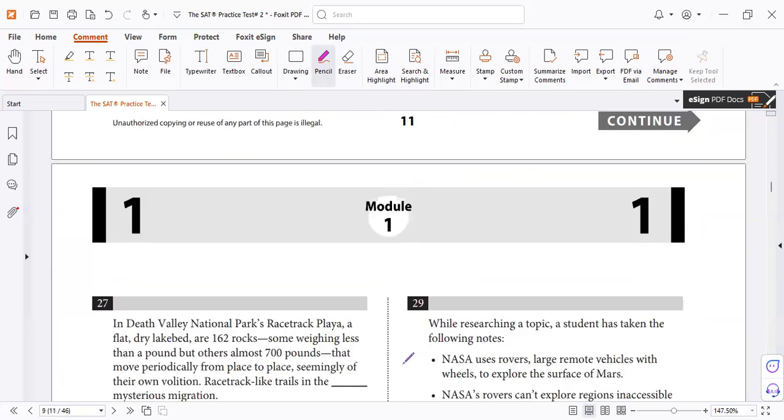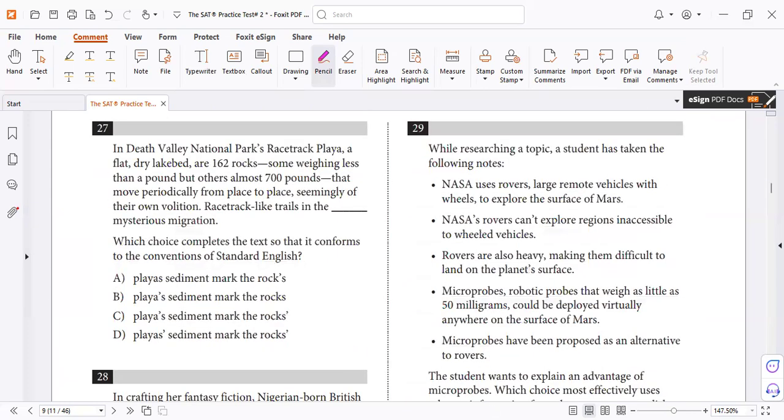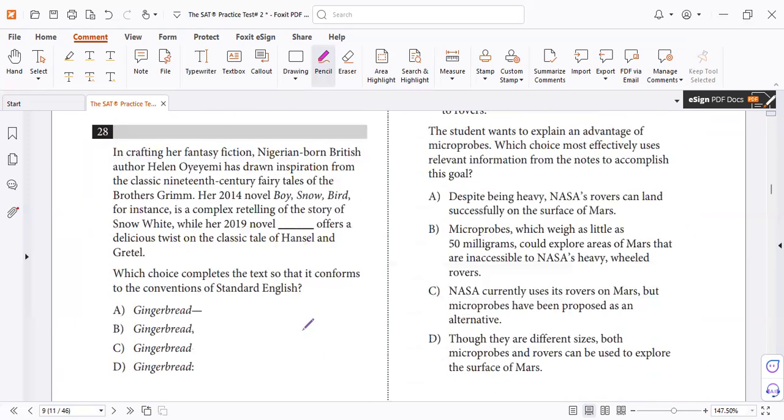27. Okay, 27, I chose C. Correct. Okay. 28, I chose A. 28A? No, read again.